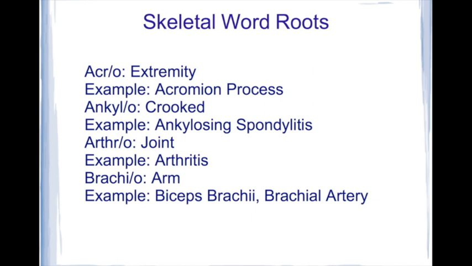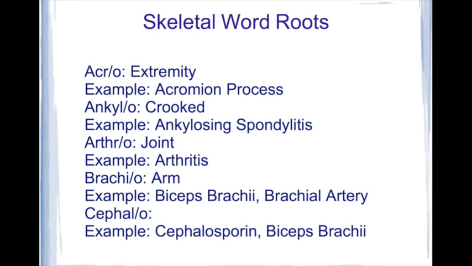Okay, cephalo. Now we kind of talked about this one earlier with the encephalitis, right? En means in. What does cep mean again? Like biceps or triceps or quadriceps. Cephalo, cephalosporin, biceps brachii. Cephalo means head, okay? So cephalosporin is a type of medication, kind of an antibiotic, a cream, if you will. Biceps brachii, again, two heads. So encephalo, in the head is the brain.